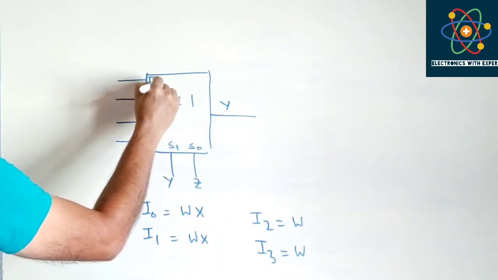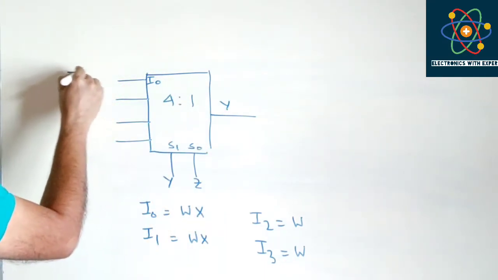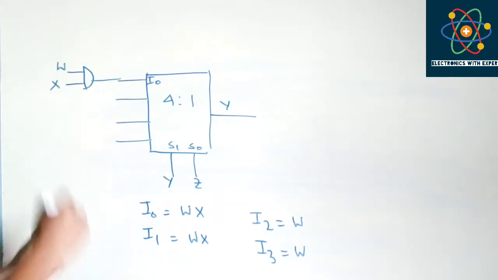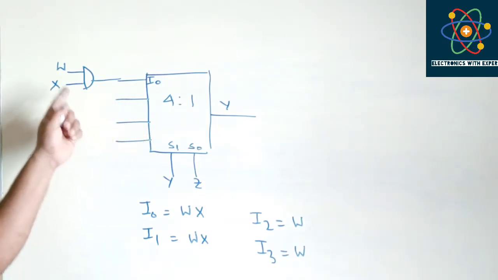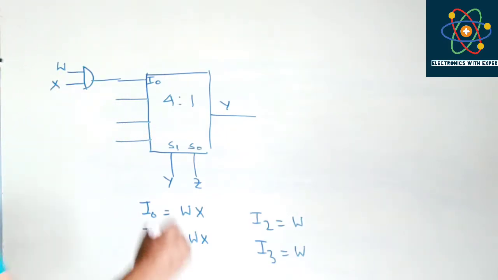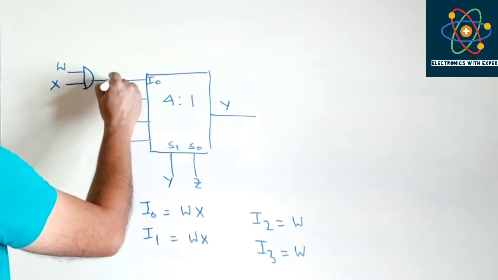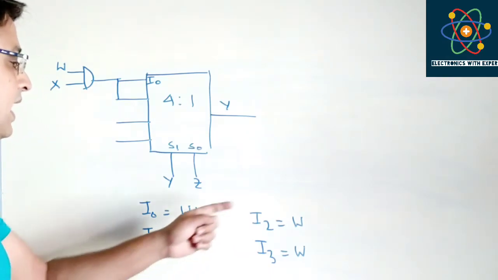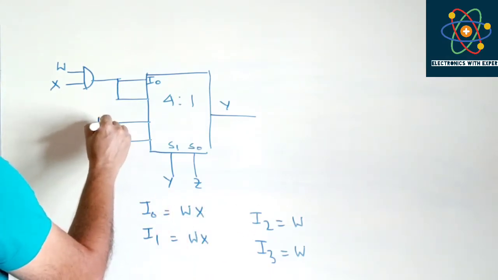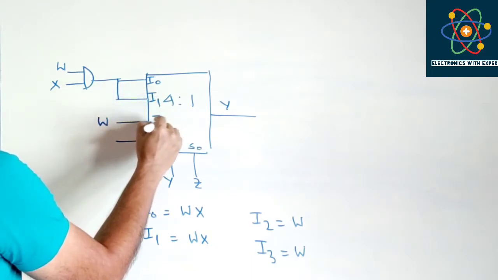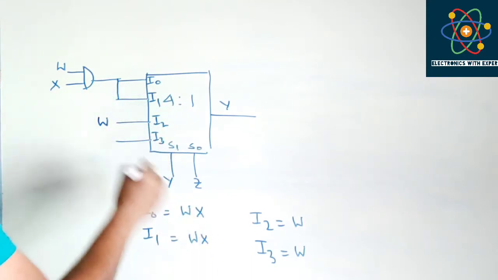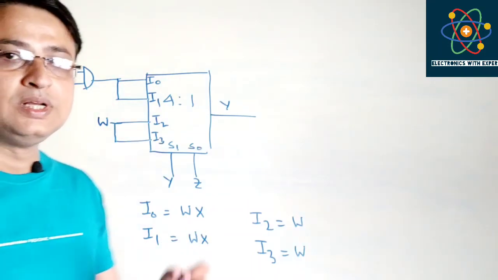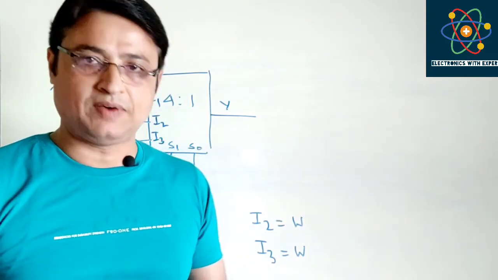Now I0 should be connected to WX. So I have taken an AND gate in which the inputs are W and X. Again, I1 is equal to WX, so I have connected this one. Then I2 equals W, this is I1, this is I2, and this is I3, and again I3 is also equal to W. So this way we can implement the function.